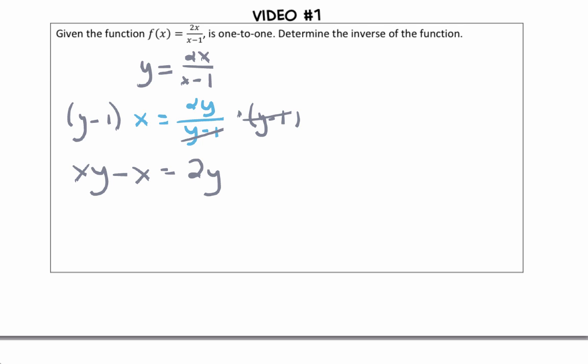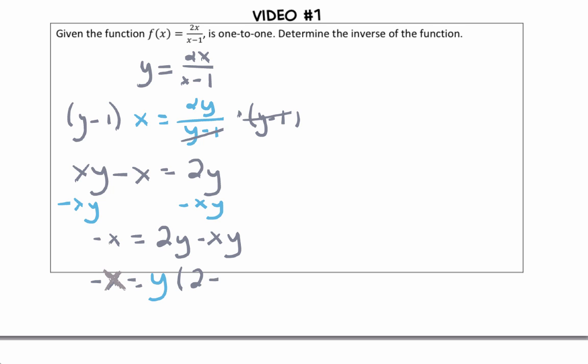Next, we want to get our y's together on one side of the equation, so we are going to subtract xy on both sides. So we will be left with negative x is equal to 2y minus xy. We are going to isolate y by factoring a y out of the right-hand side of the equation. So we have negative x is equal to y, what's left inside the parentheses is going to be 2 minus x. And last but not least, to get y by itself, we're going to divide both sides by 2 minus x.